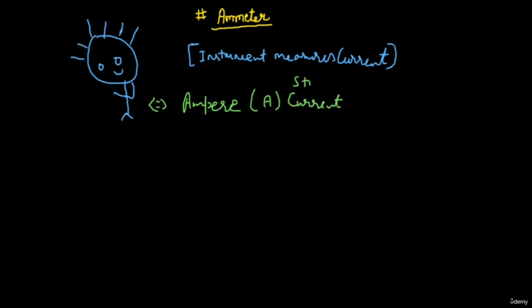We study current in a circuit, and now we are going to make it. Okay, so that's all for the theory. Okay, so let's begin making our ammeter. Well, what does the ammeter actually do? It measures the current. What is the current?